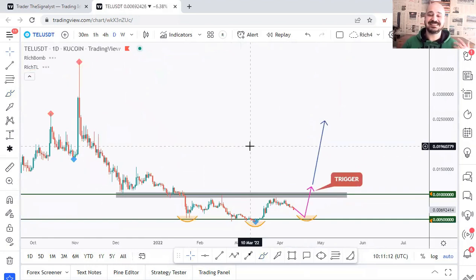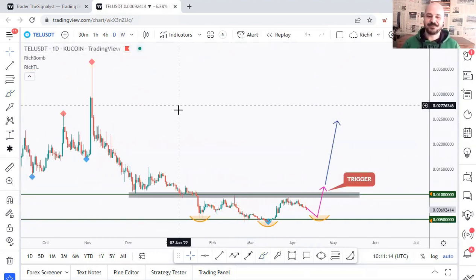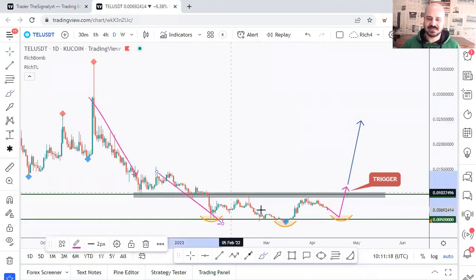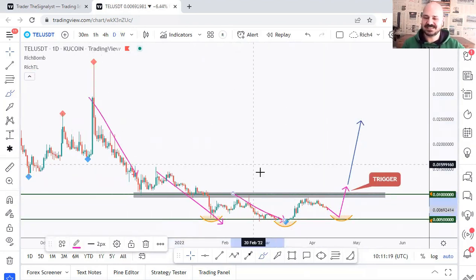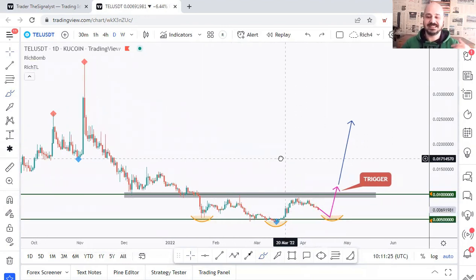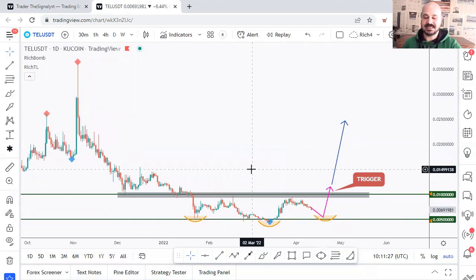Now, let's go for Telcoin. The exact same scenario, a support area and big impulse movements, then going flat, smaller in size, and so on, waiting for the right shoulder to form, and then we'll be buying after the trigger above this area.